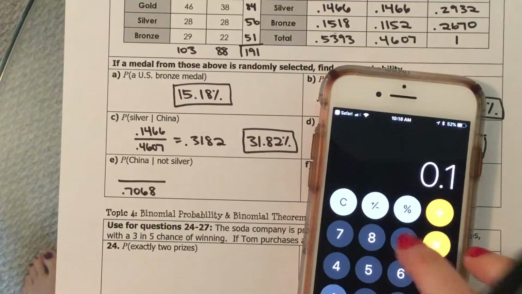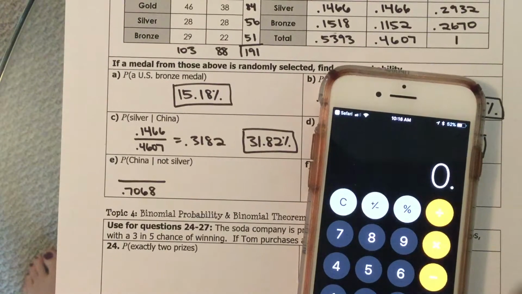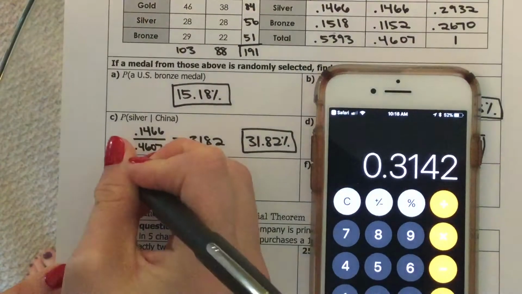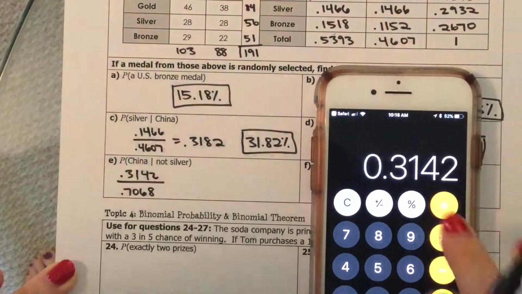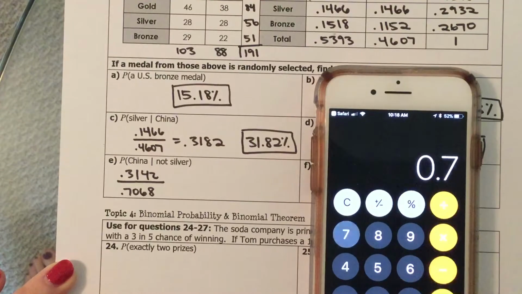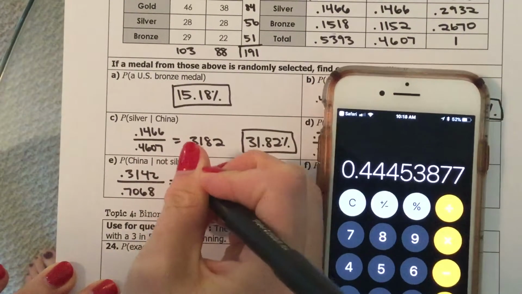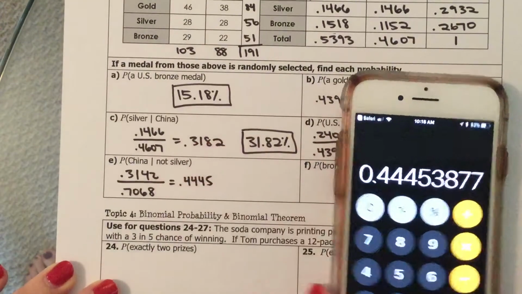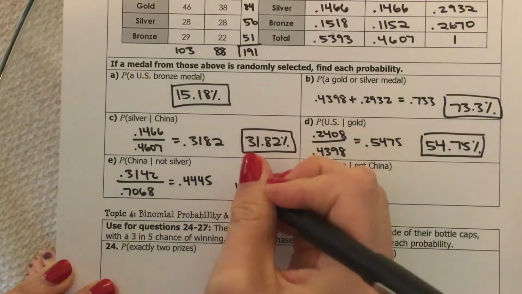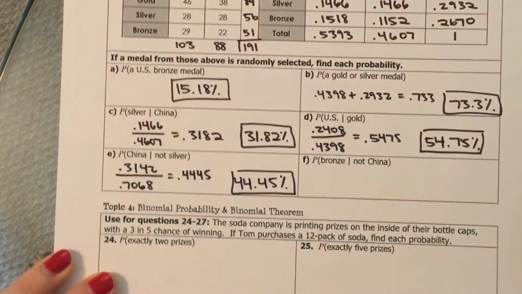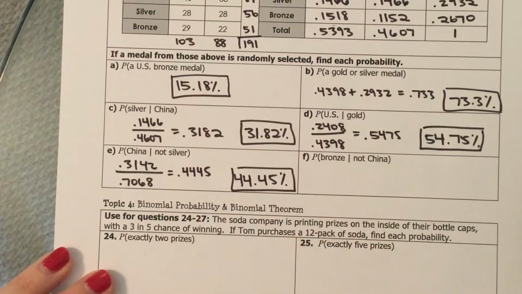So 0.1990 plus 0.1152. So that would be 0.3142. And we want to divide that by 0.7068. So here we get 0.4445. So that would be 44.45%. Okay, and one more of these.